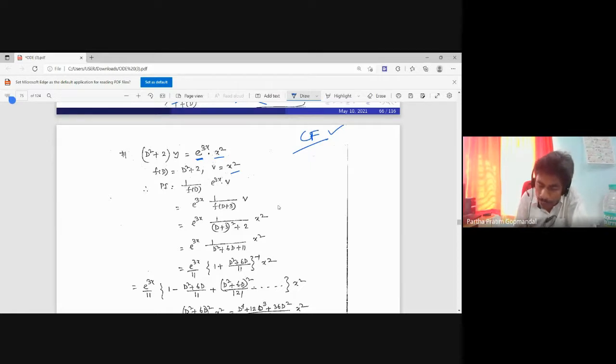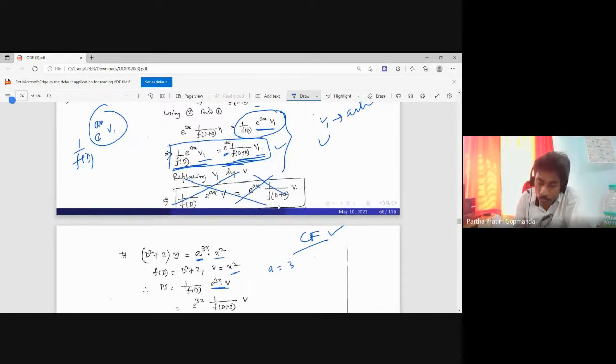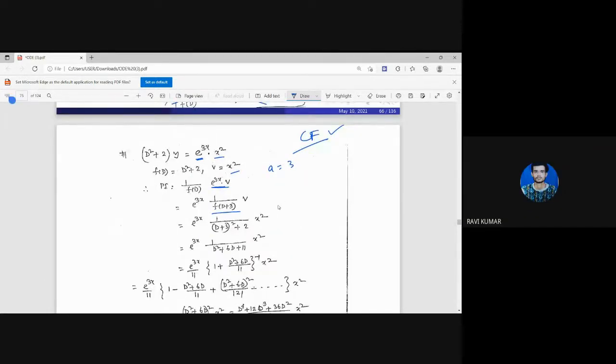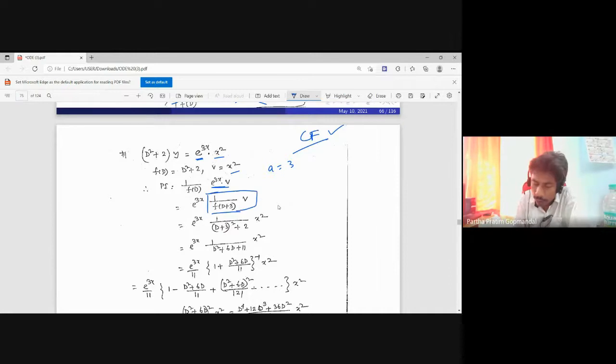So here it is 1 by F(D) e to the power AX into V. Here A is 3. So see, as per formula, what it was? 1 by F(D) e to the power AX V. You can take e to the power AX out, but D here shifted to D plus A, D plus 3. So it involves your operator, but this is free from the e operator. That is the beauty of this technique.